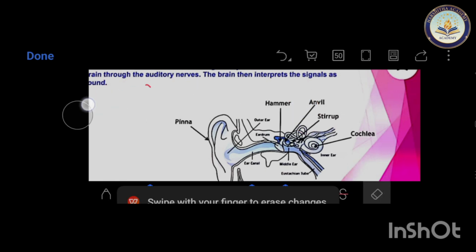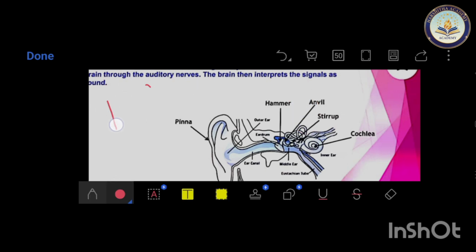All topics are covered in this chapter, which is helpful for NEET and JEE also, for competitive exams.